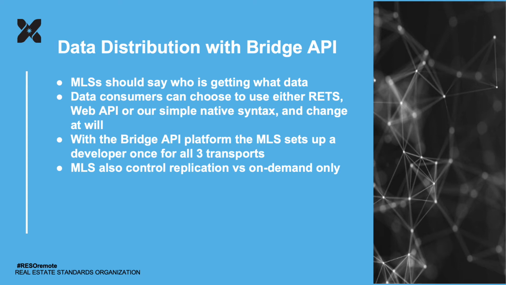And the last thing we're talking about is replication. While we do allow developers to choose which data transport they use, we do still let the MLSs decide whether or not they're allowed to replicate the data sets. This is really a nod to one of the original promises of the Web API, which was kind of designed to discourage duplication of the data.